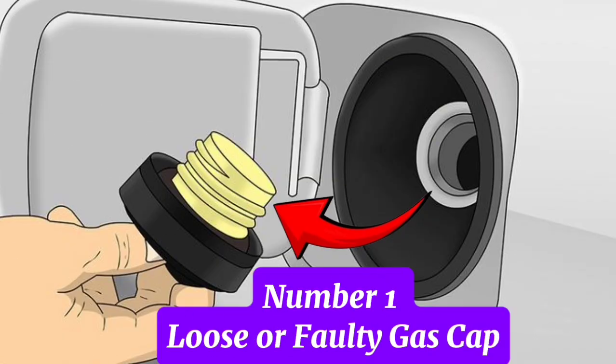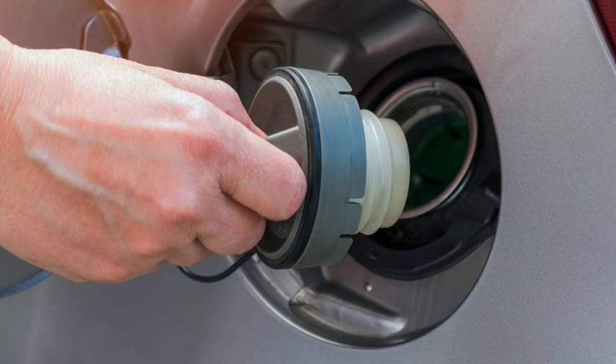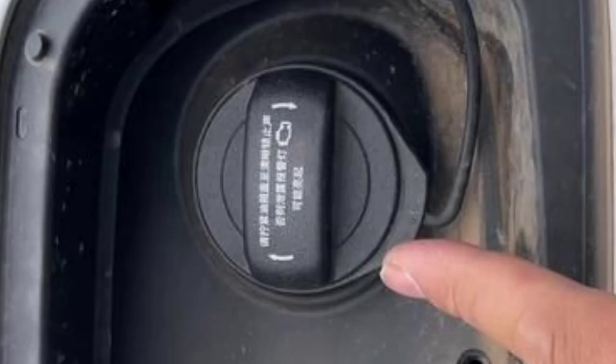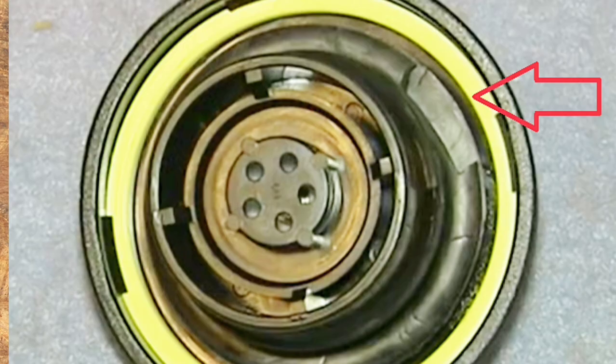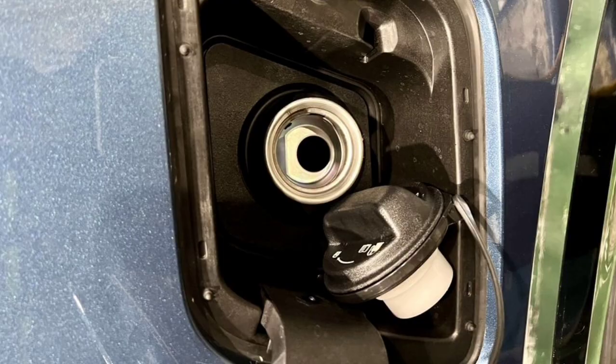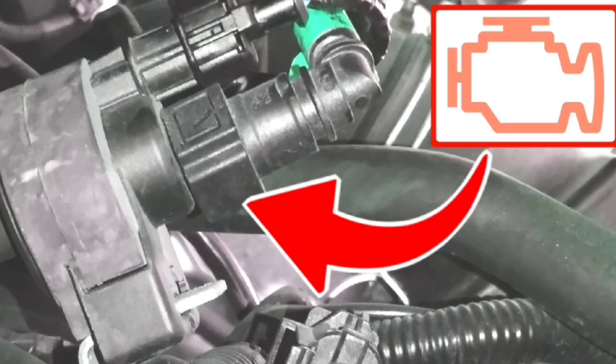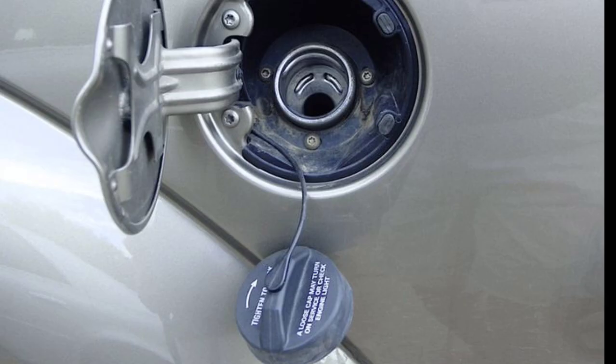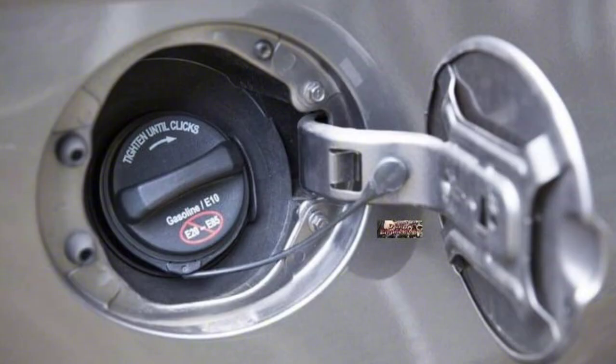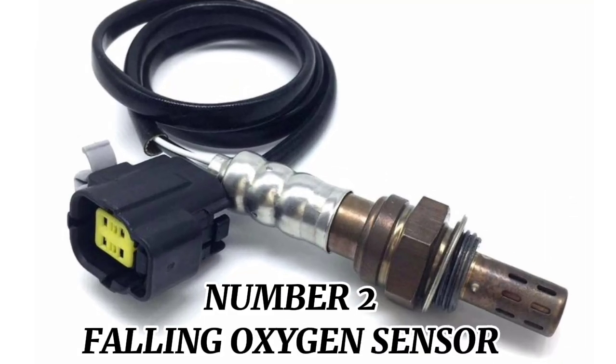Number 1. Loose or faulty gas cap. This is by far the most common and often easiest fix. A loose, damaged, or missing gas cap can cause fuel vapors to escape from the evaporative emissions (EVAP) system, triggering the light. What to do if the gas cap is loose or damaged? Replace it.